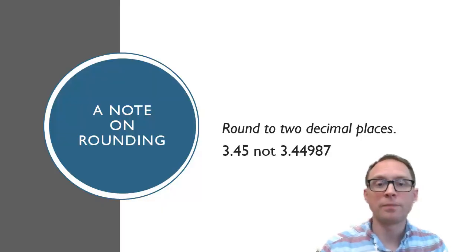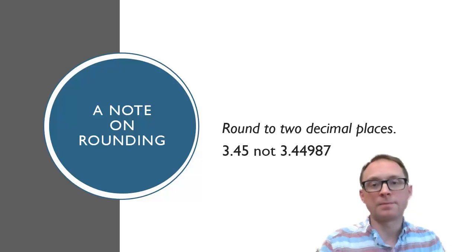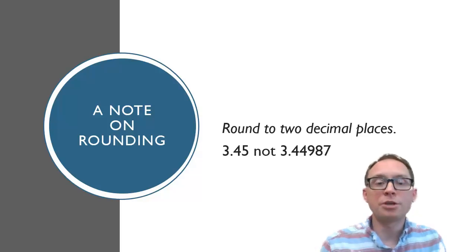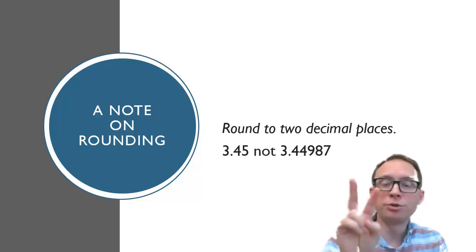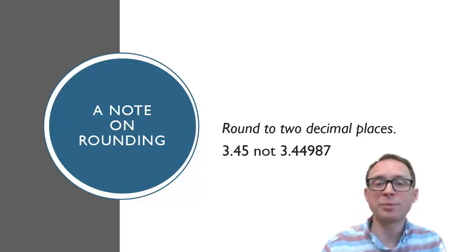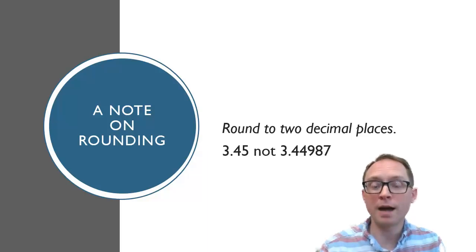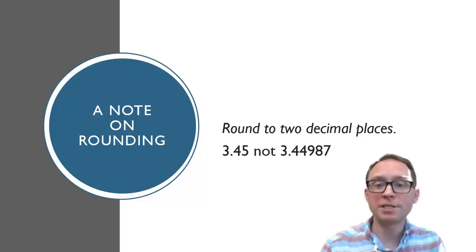Last note. In this class, whenever I ask you for an answer, I want you to round to 2 decimal places unless I very specifically tell you otherwise. So, for example, if you get the answer and it's 3.44987, the correct answer that you should input is 3.45. You round to the nearest 100th place, okay? You go to 2 decimal places.